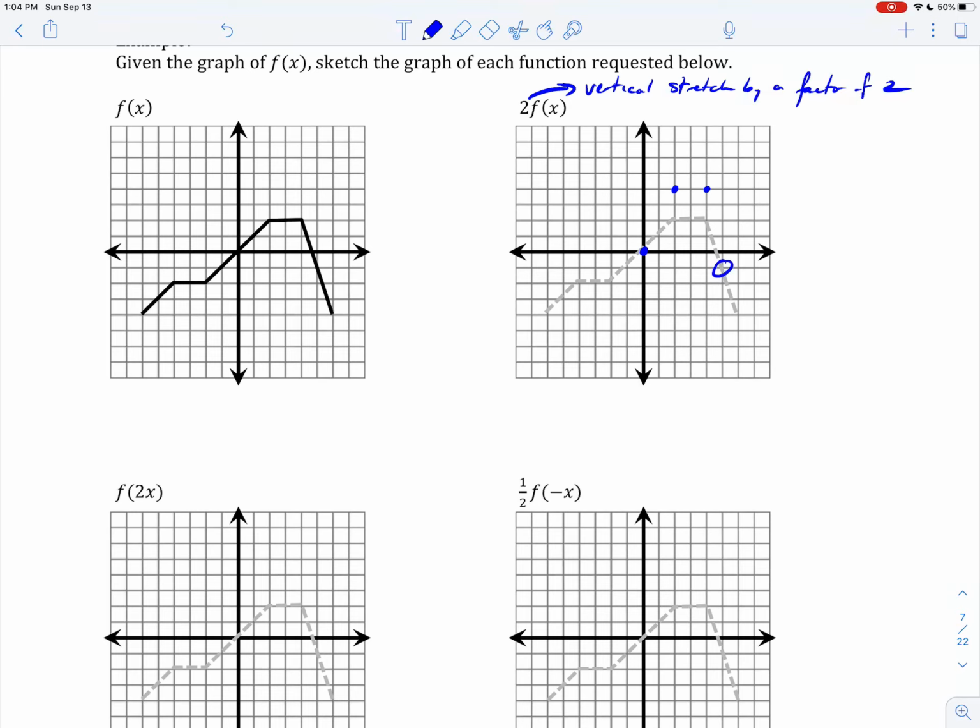Over here, that was negative 1. So I multiply by 2 to give me negative 2. And then down here, it was negative 4. Multiply by 2 to give me negative 8. So all my new y values, I'm just getting by multiplying the old y values by 2.